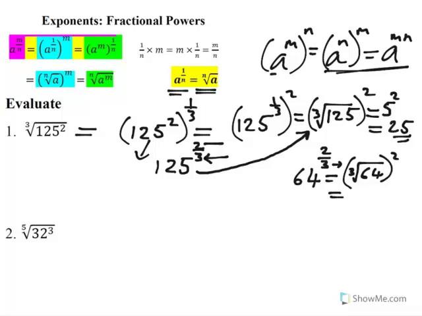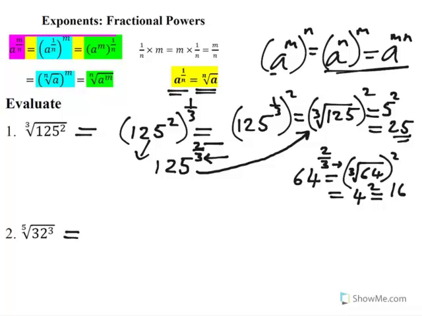The cube root of 64, what number do you multiply by itself 3 times to get 64? Well, it's 4, and if you square the 4 you get 16. Okay, we'll be applying that rule again a bit later on.